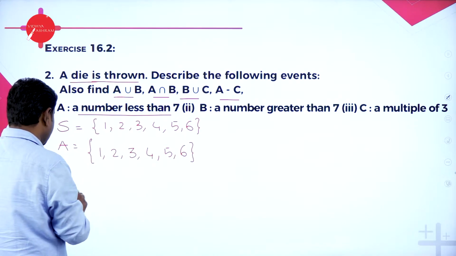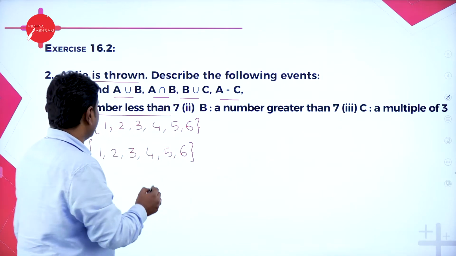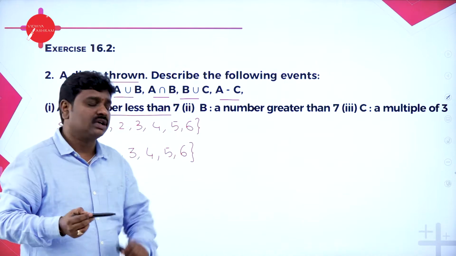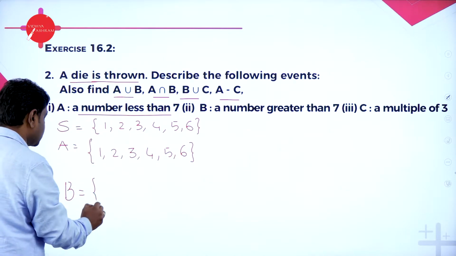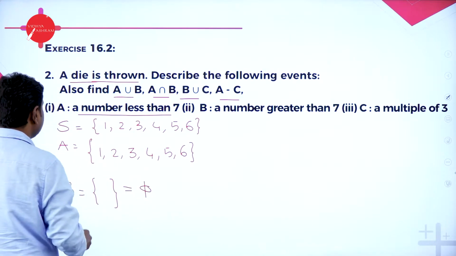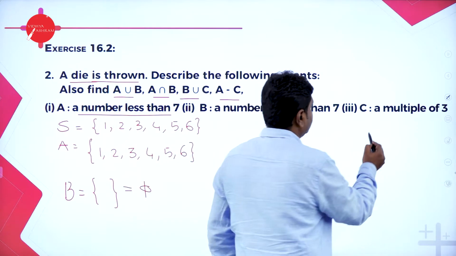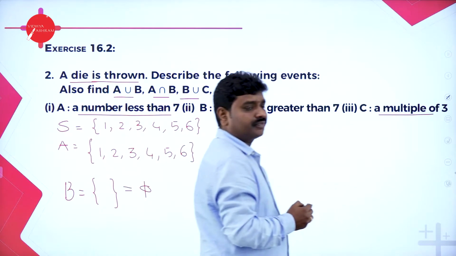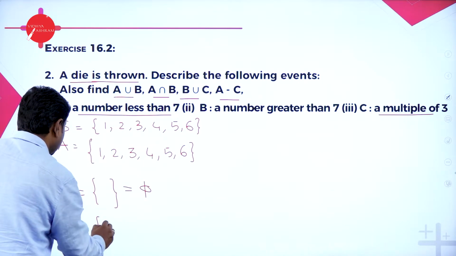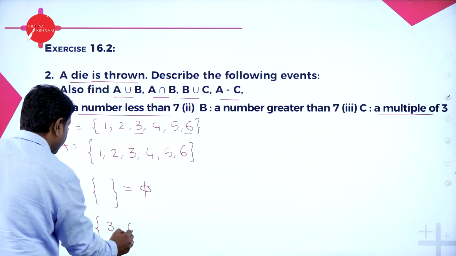Event B. What is event B? Event B, number greater than 7. So when you roll a die, you will get 1 to 6. You cannot get a number greater than 7 when you roll a die. Therefore, event B is a null set. It does not have any element. And event C, multiple of 3. What are the multiples of 3? 3 and 6. These two are the multiples of 3 when you roll a die.